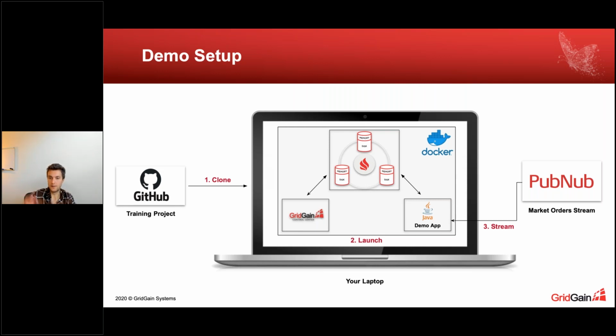Once that's ready, you will deploy a special demo application, also in Docker. What that application does, it connects to the PubNub service. You will subscribe to a special stream, and that stream will be sending to your application market orders. Let's say New York Stock Exchange, what's happening there right now. All those orders will be coming to your application, and then your application will be pushing and storing all those market orders in your Ignite cluster, and then you will be using GridGain Control Center to monitor the cluster and to do some operations with it.